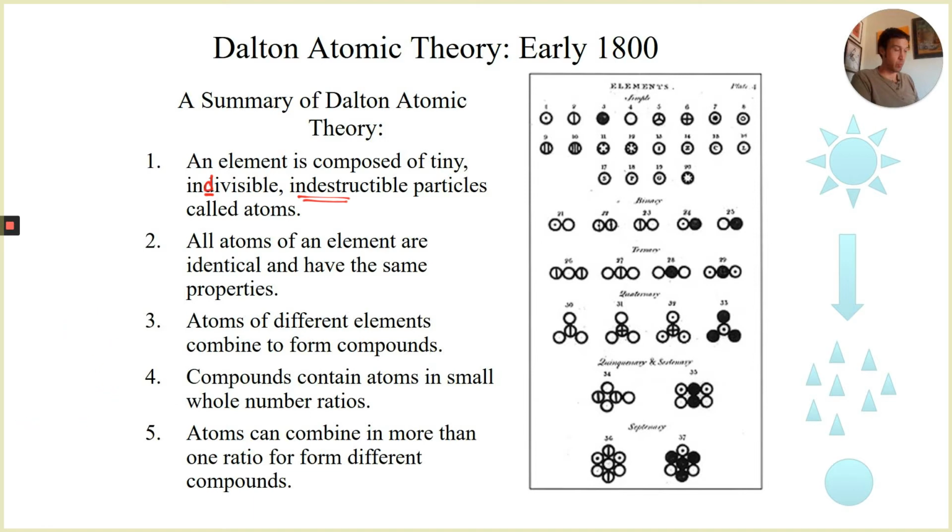And then Rule 5, atoms can combine in more than one ratio. So in the case of H2O, I could take 2 hydrogens and 1 oxygen to make water, or I could make H2O2. Bad joke there. Feel free to look it up, about water and H2O2. But what we're getting is different compounds that come out of that.